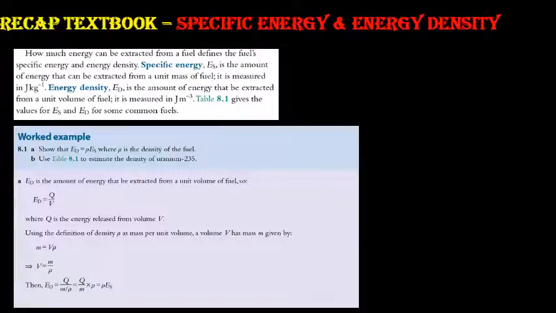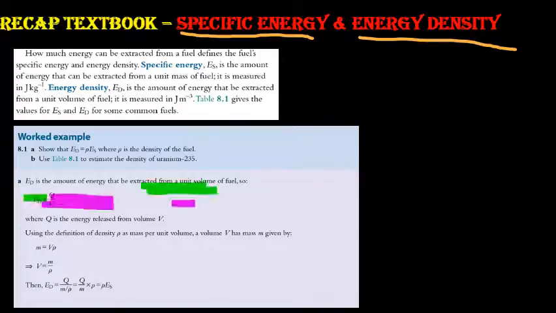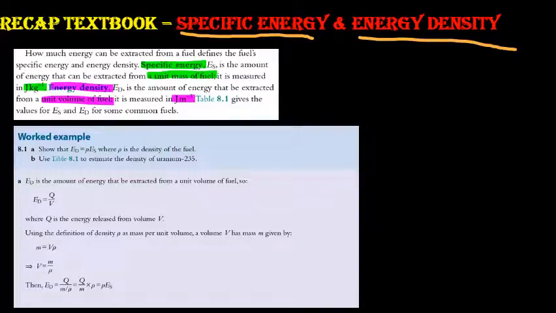In this chapter, I will do a few more recaps from the textbook in case you may not fully notice what the focus is in the textbook. So the first thing is about the specific energy and also energy density. As you can see from the definition here, specific energy is the energy per unit of mass, while energy density is the energy per unit of volume.